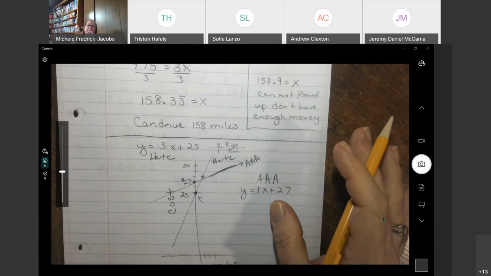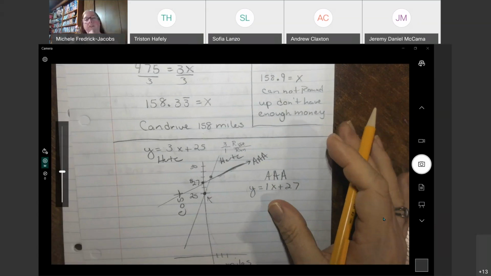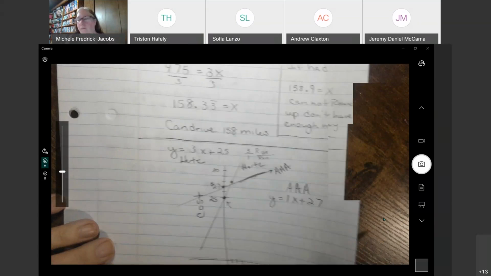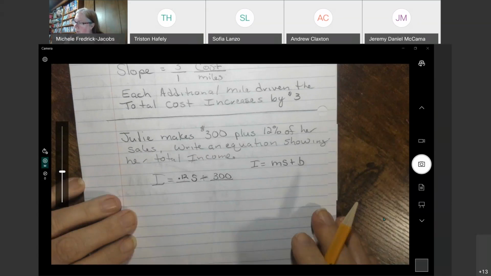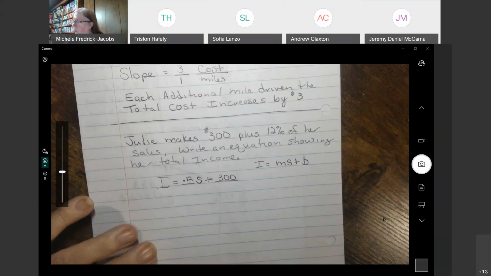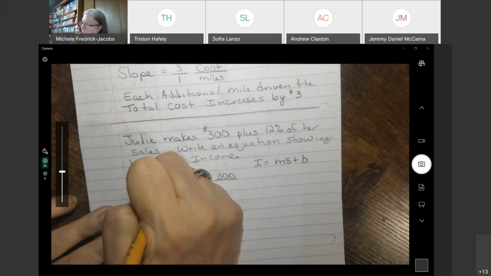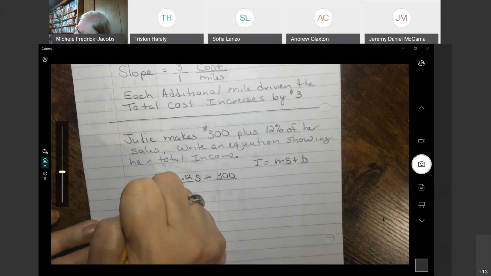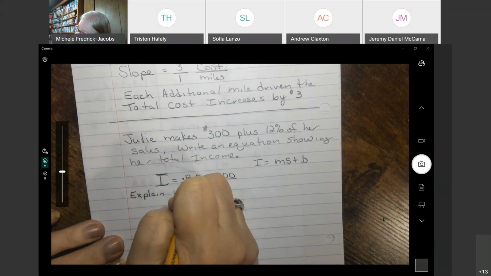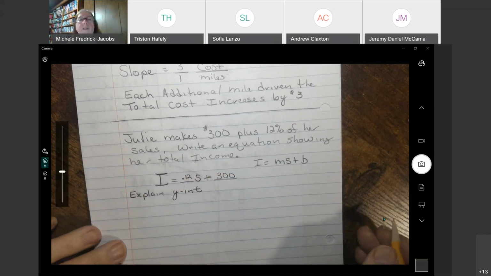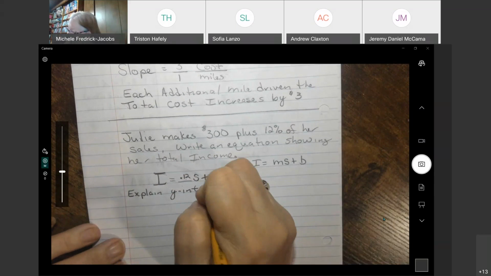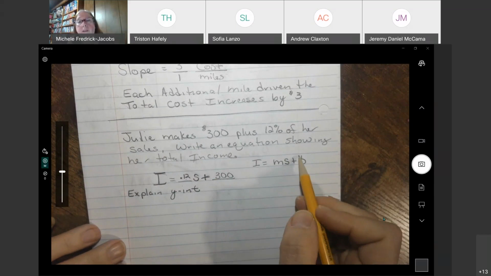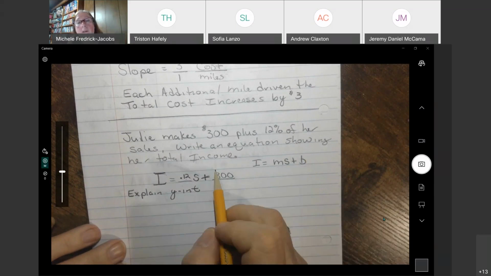Is there any questions on the renting one though? Okay. So this one we're talking about her sales and her income. So let's explain the y-intercept. This is a plus. The y-intercept is the b. It's the part that's by itself. So it's a 300.